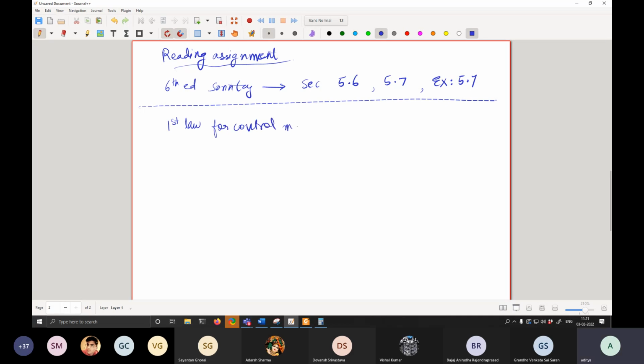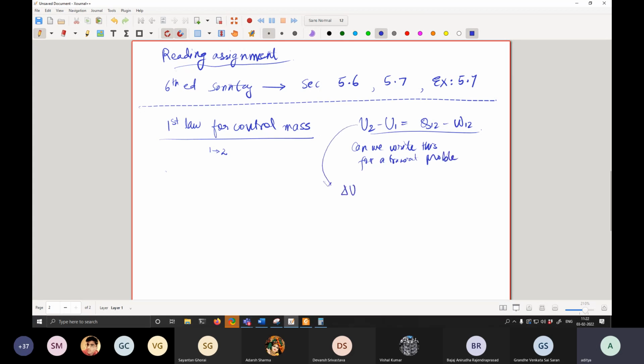All right, so we've studied the first law for a control mass, and everyone's feeling very happy about it. Very nice. So what was it? U2 minus U1 equal to Q12 minus W12. Yes, this gives us the first law for the control mass. And you may say that, okay, this is going from point 1 to point 2, but can we write this for a transient problem? And the answer is yes, it's simple. So I can write this as delta U. There is a small caveat over here.